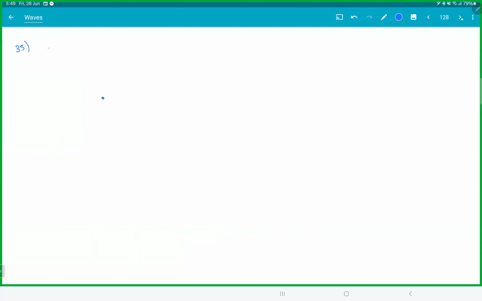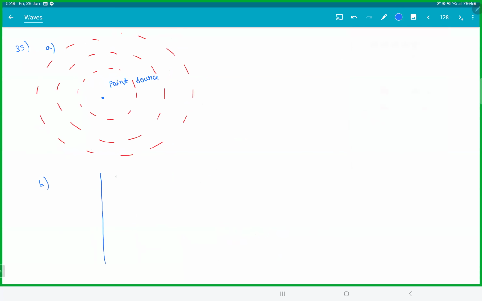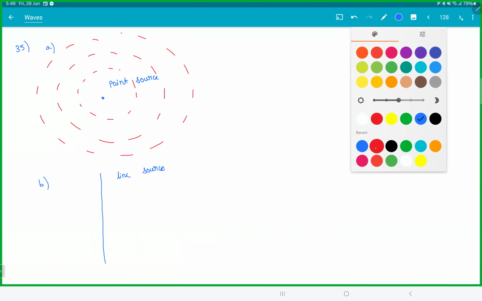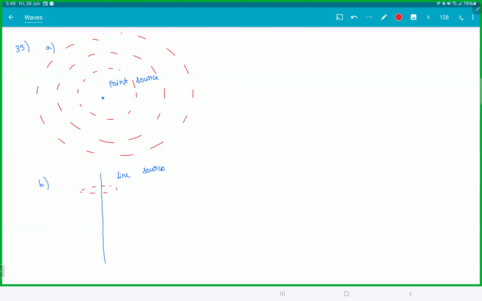So let's say we have a point source here, meaning the waves are traveling in concentric spheres. And we have a line source here. Basically think of electric field, equipotential. So here the waves are traveling in cylindrical, coaxial cylinders.